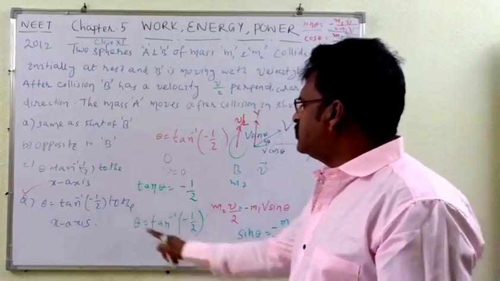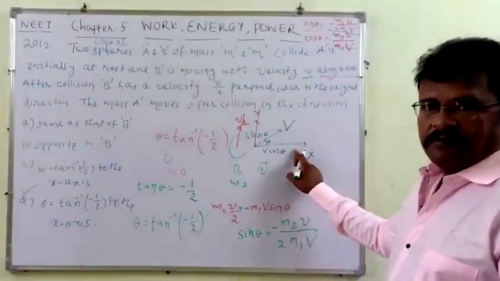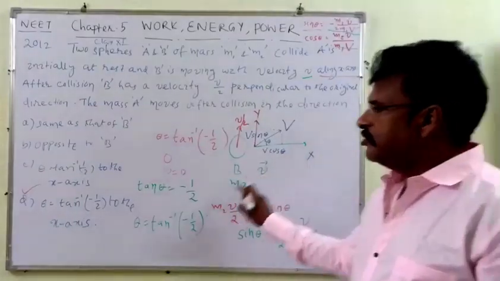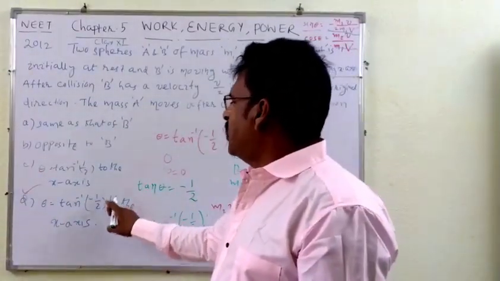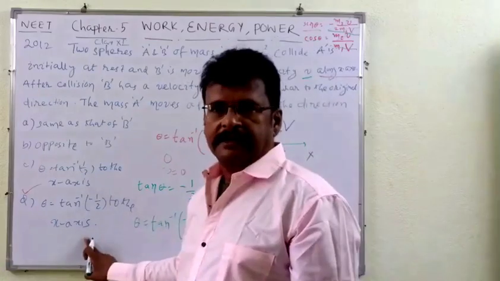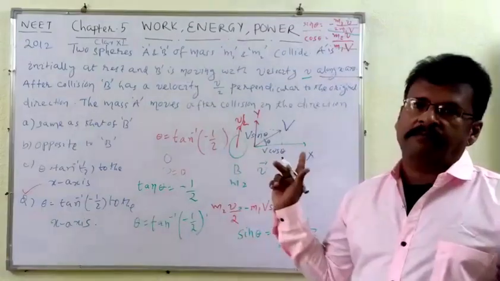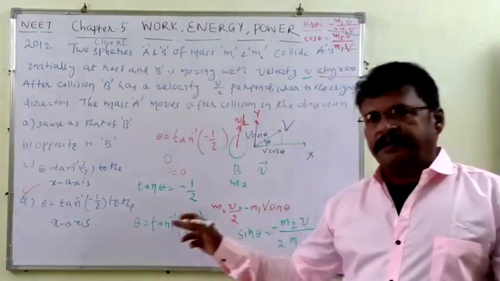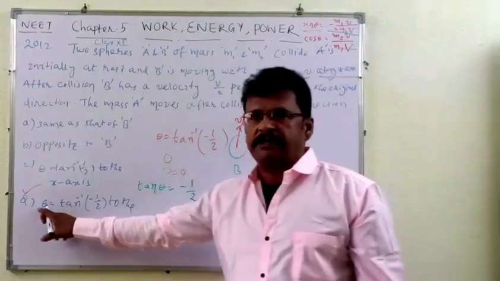Okay, students. And this theta is the angle we have drawn from the x-axis. So this is the option, that theta is equal to tan inverse minus 1 by 2 to the x-axis. The angle at which body A will move after collision is tan inverse minus half along the x-axis. So option D is correct, students.